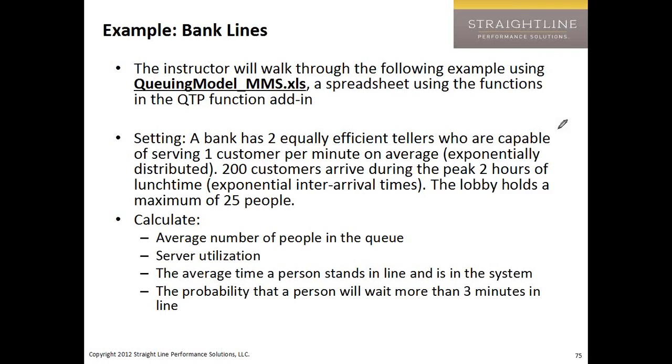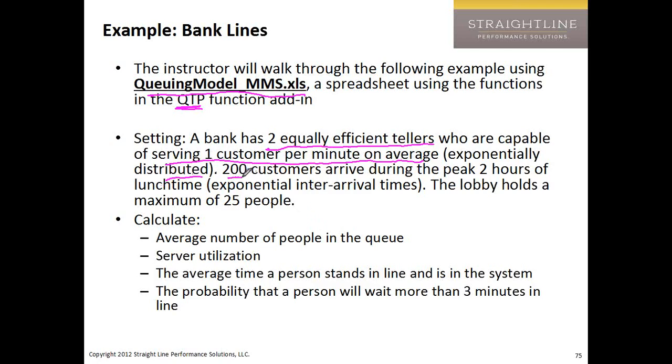I've set up a spreadsheet so that you can actually do it very quickly and easily. Okay, the first thing we'll want to note is that the spreadsheet is called MMS, Queuing Model MMS, and it uses the QTP function. So here's the setting. We have a bank with 2 equally efficient tellers. Okay, so that's the number of servers. Who are capable of serving 1 customer per minute. Okay, that's my service pattern. Oh, and it says it's exponential. Good thing, because that's what we're using.